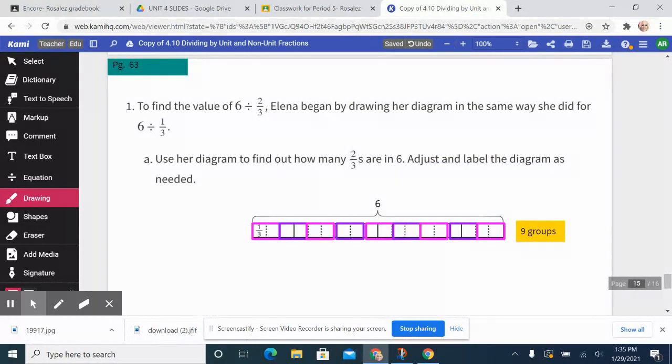It says she had her diagram this way for 6 divided by 1/3. Use her diagram to find out how many 2/3 are in 6. Adjust and label the diagram. So I made it pink and purple. Your diagram, you should separate. So this is 2/3, this is 2, so we're breaking every third up in 2, is kind of what's happening. And then you count the groups, right? So how many groups of the purple and the pink? And your answer would be 9. So there are 9 groups. So you're going to make your tape diagram, and then your answer is 9.